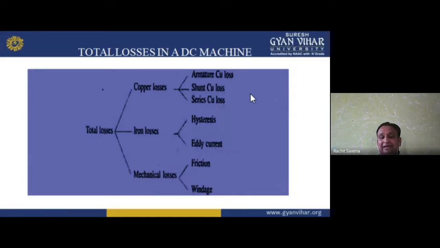Hysteresis and eddy current. The third and final loss is mechanical losses. In mechanical losses, we have two things: friction and windage. So friction loss is there and windage loss is there.